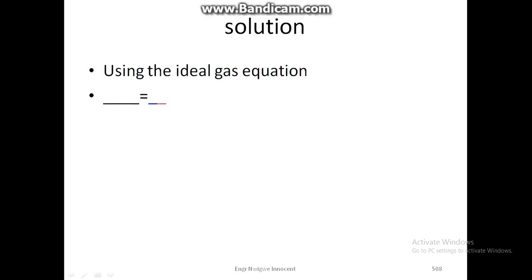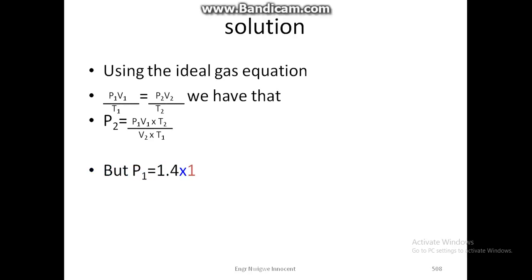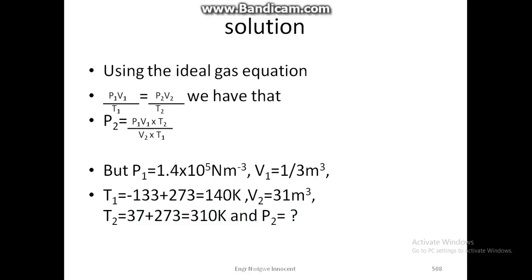Solution. Using the ideal gas equation, P1 V1 over T1 is equal to P2 V2 over T2. We have that P2 is equal to P1 V1 times T2 all over V2 times T1. But P1 is 1.4 times 10 raised to the power 5 Newton per square meter. V1 is equal to 1 over 3 meter cubed. T1 is equal to minus 133 plus 273, which is 140 Kelvin.